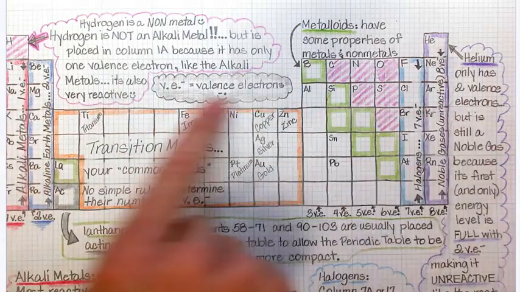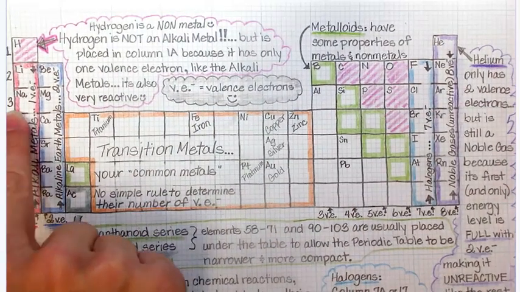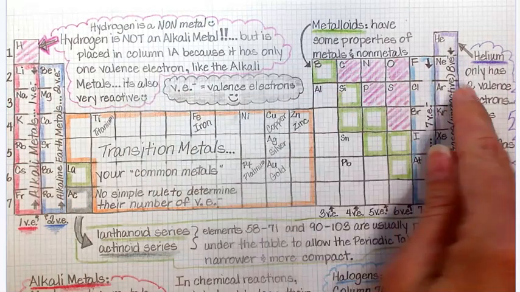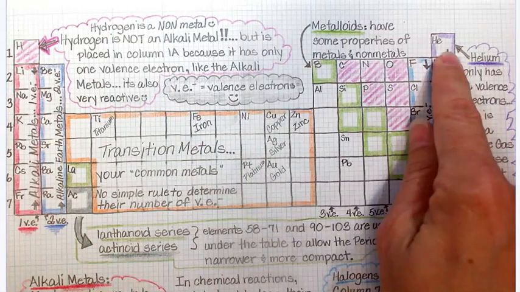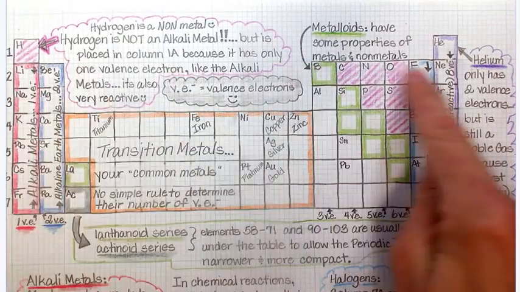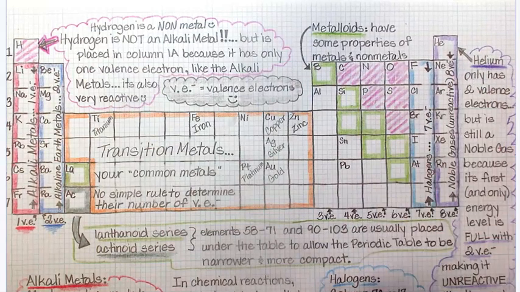Elements in the same row are using the same number of rings. Think row and rings, same number of energy levels. So hydrogen and helium are only using 1 energy level for their electrons. Everybody in row 2 is using 2 energy levels, so on and so forth.